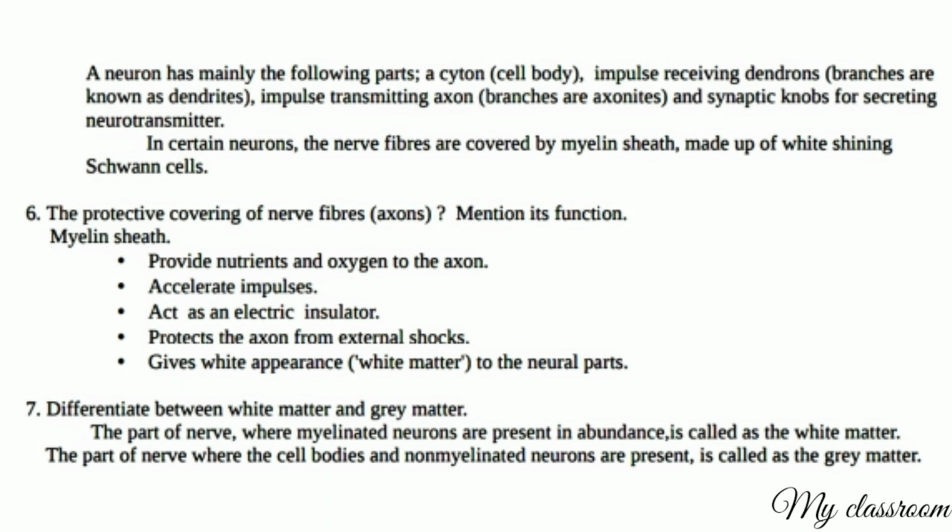Seventh question, differentiate between white matter and grey matter. The part of the nerve where myelinated neurons are present in abundance is called the white matter. The part of the nerve where the cell bodies and non-myelinated neurons are present is called the grey matter.